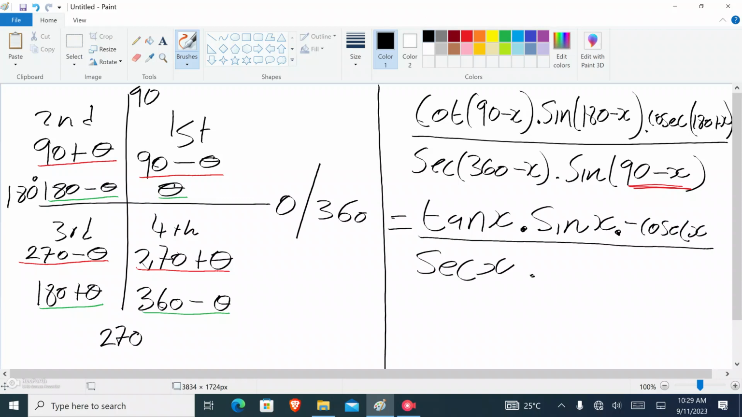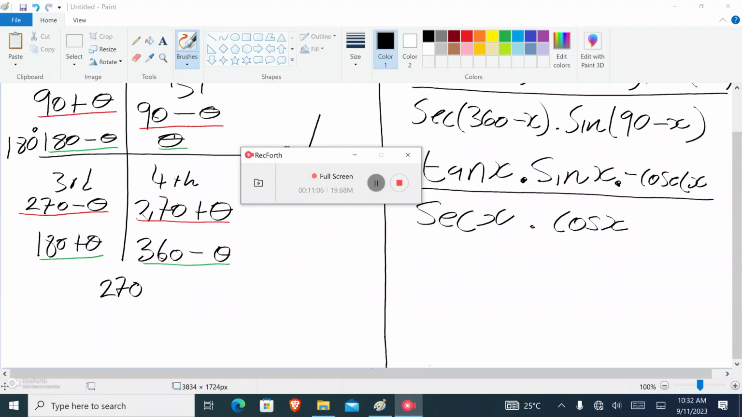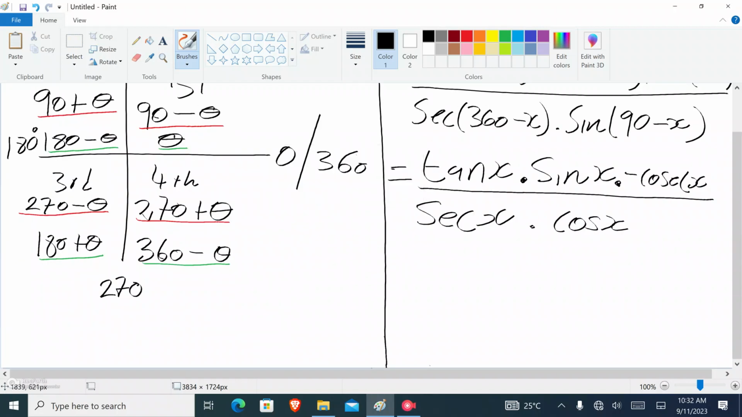Now, for the fact that we have 90 minus x, that tells us this is a co-ratio rule. With the co-ratio rule, what is the co-ratio of sine? The co-ratio of sine is cos. It's going to be positive because this is happening in the first quadrant where everything is positive, so it's going to be cos x. As you can see, now we managed to reduce this trigonometric function.